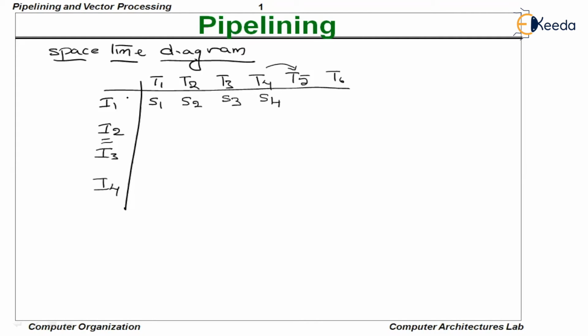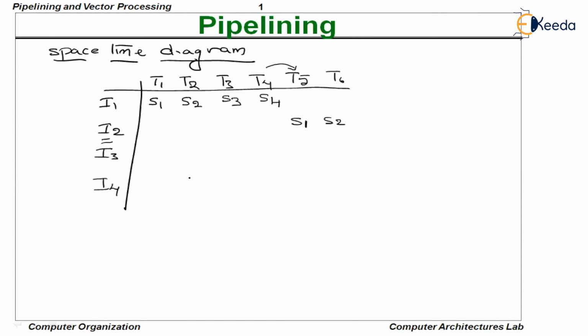I1 will leave the complete pipeline only in the fifth stage. Till the end of the fourth clock cycle, I1 will be there in the pipeline. Only in the fifth clock cycle, I1 leaves the pipeline. So I2 will enter into the pipeline in the fifth clock cycle, into stage 1. Okay, stage 1, stage 2, and so on.